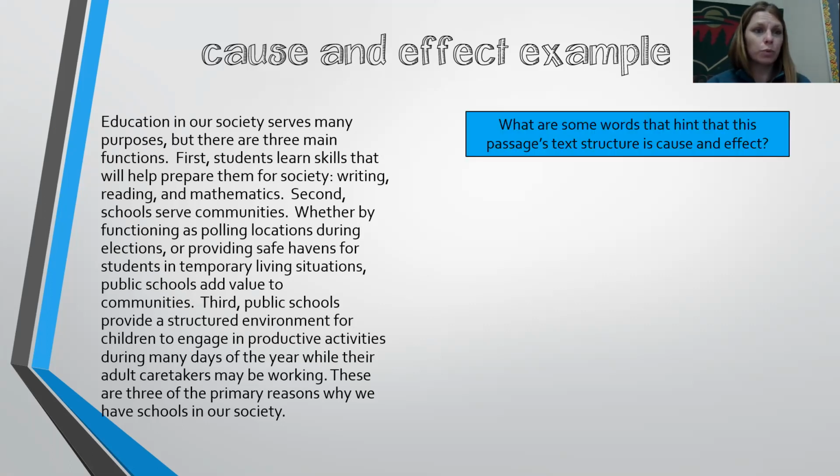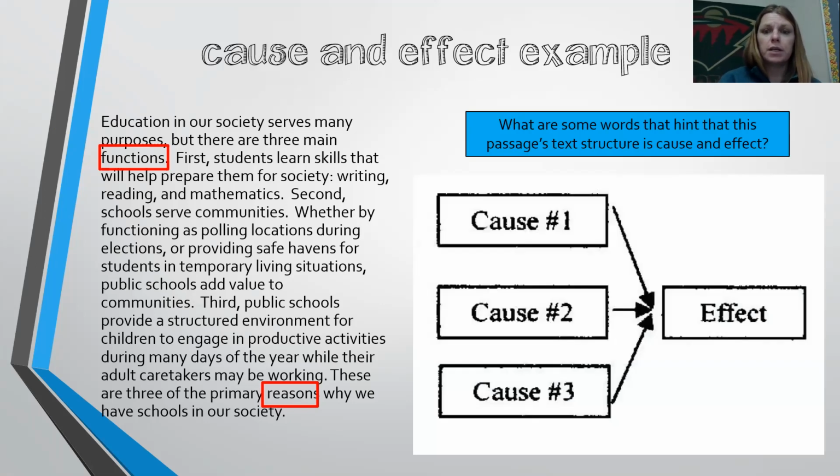So what are those hint words that help us know that it is cause and effect? Functions or roles, reasons. When you have reasons, then you know it's a cause and effect. So here we've got 3 causes and 1 effect. Sometimes we are going to have the effect at the end, and sometimes it'll be at the beginning. It depends on how it is set up. But remember, we're always looking to the first and last sentences for this information.